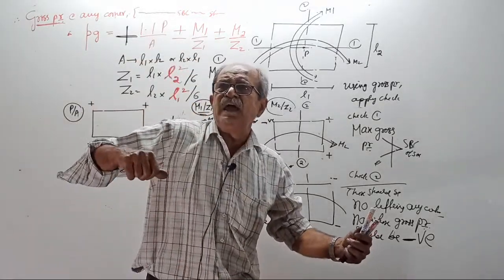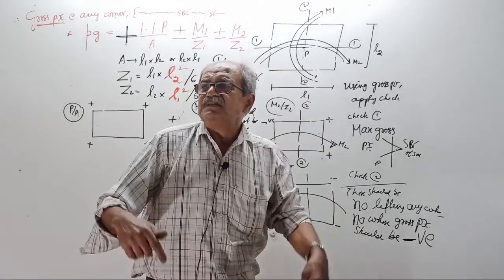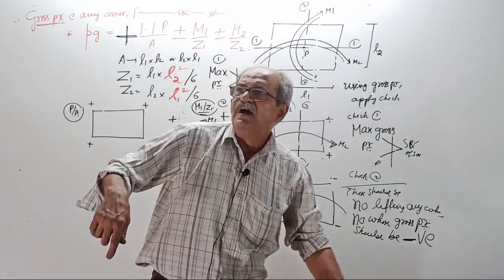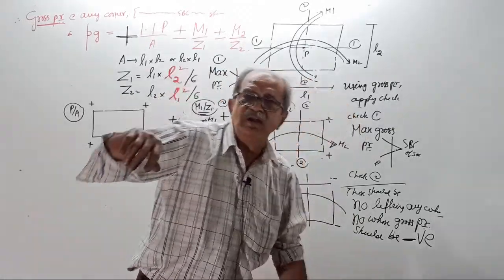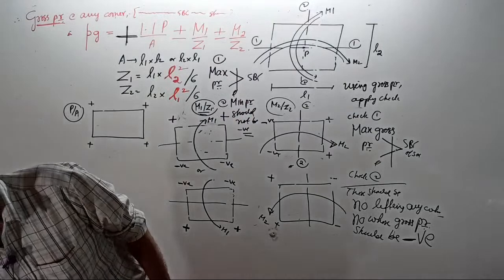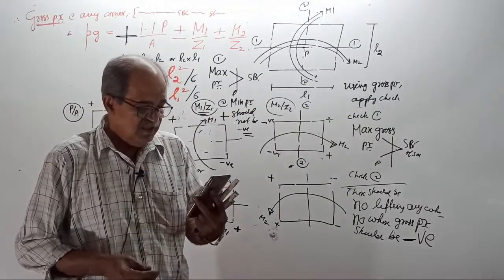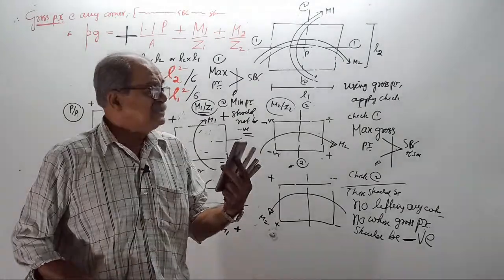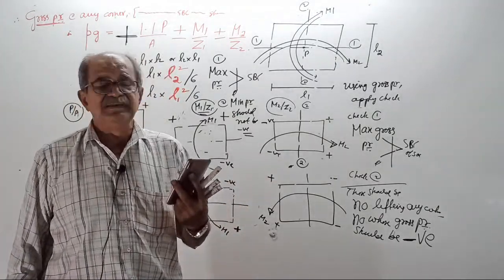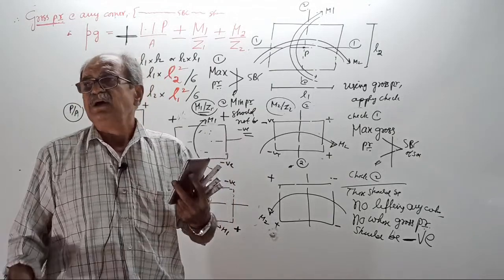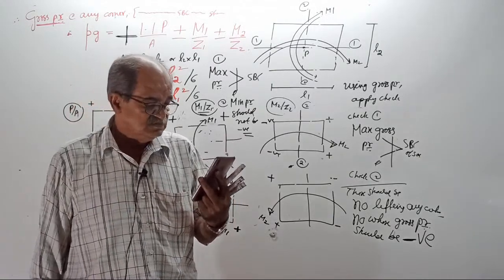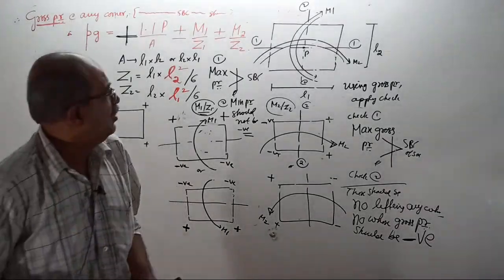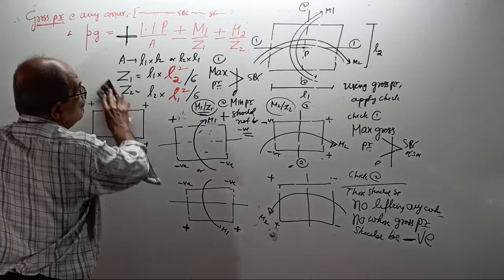Little tilting, okay. Why? Because of the weight. The tilting effect is lesser. My body weight is more. Now clear? Maximum gross pressure should not exceed SBC. Minimum gross pressure should not be negative. So this is the check.